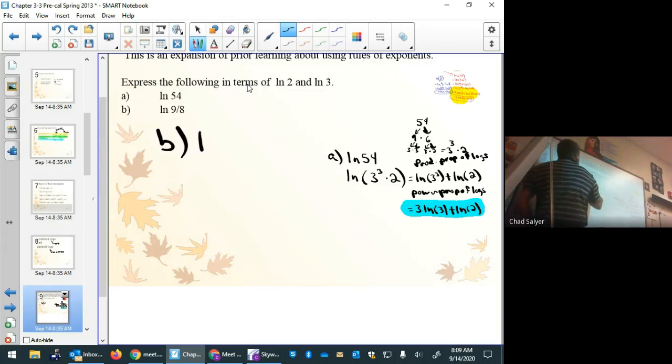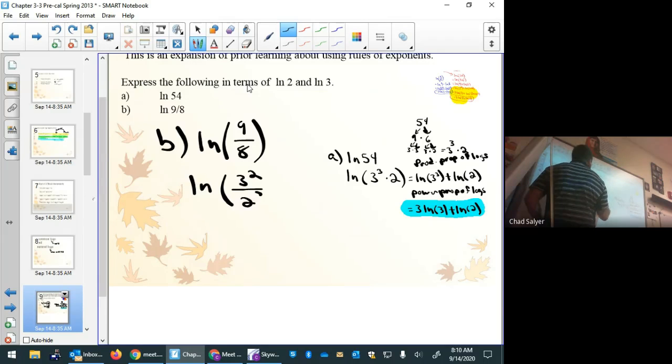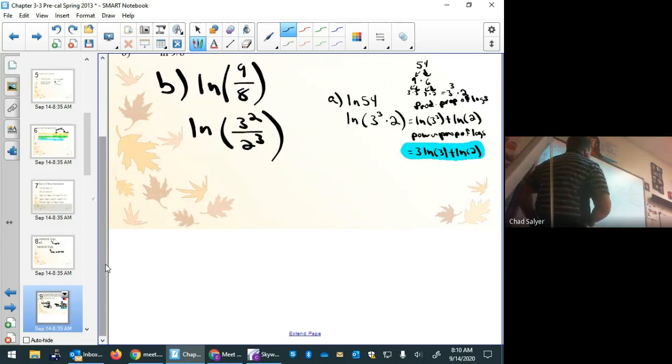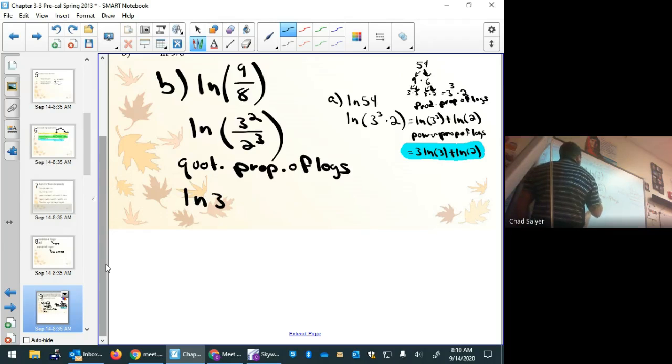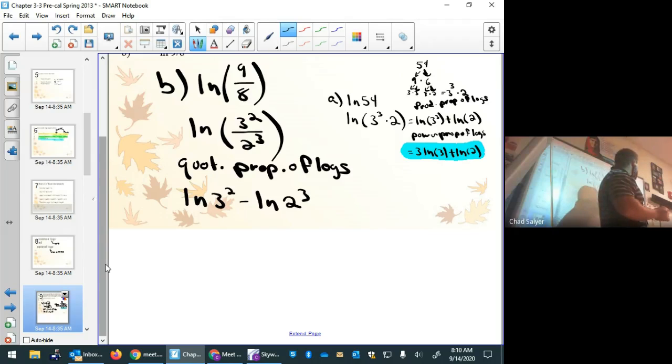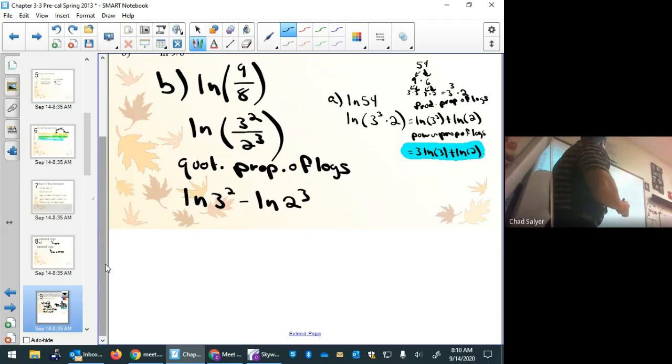So this is the natural log of 9 over 8. A little bit easier to factor here. That's 3 squared and 2 cubed. 3 squared is 9, 2 cubed is 8. So we're going to now use the quotient property of logarithms, which is going to give me the natural log of 3 squared minus the natural log of 2 cubed. Notice the difference between the product property, it was a sum. When I simplify using the quotient property, it becomes a difference.